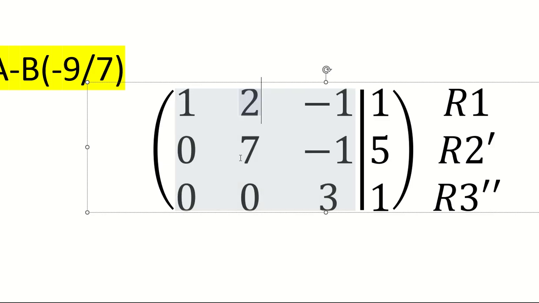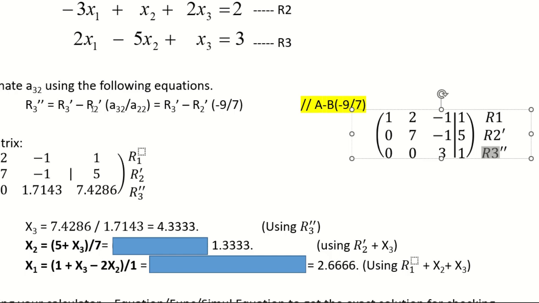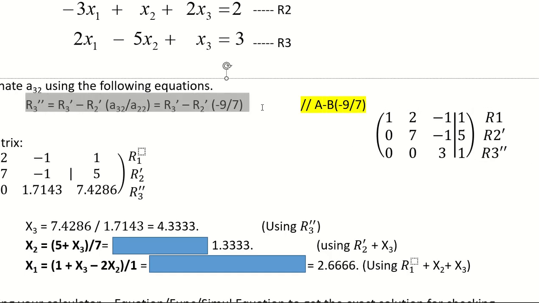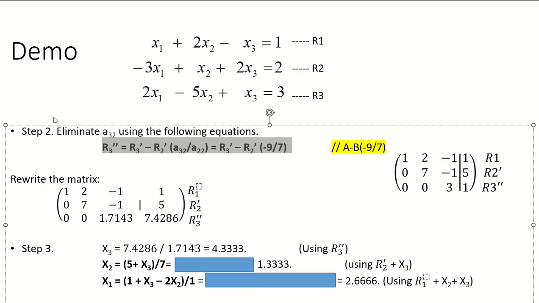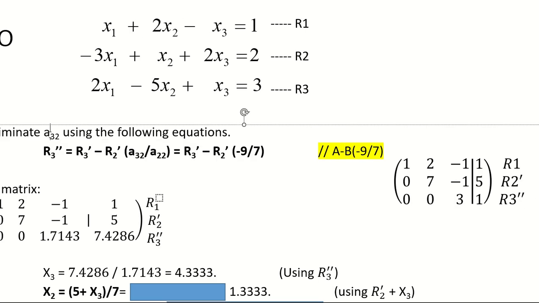We cannot use the R1. We need to use the R2 to eliminate this one. This time we only involve the R2 prime and also the R3 prime. Okay, so here we go. This is an equation that you must state clearly in your solution when you submit in your test. We're going to eliminate A32, that means this guy.